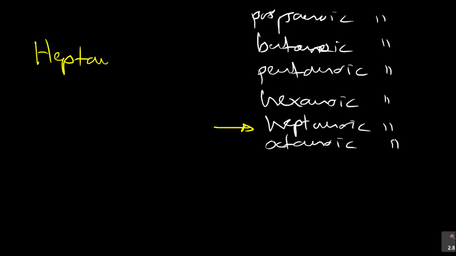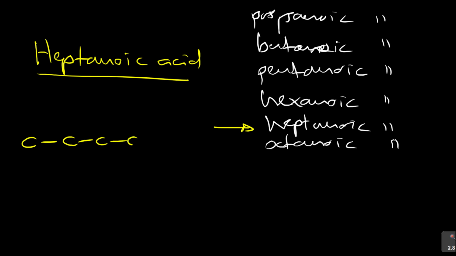Heptanoic acid. By the way, guys, I'm left-handed, so the handwriting can be a problem at times. 1, 2, 3, 4, 5, 6, 7. Remember, it's 7 for heptanoic acid.